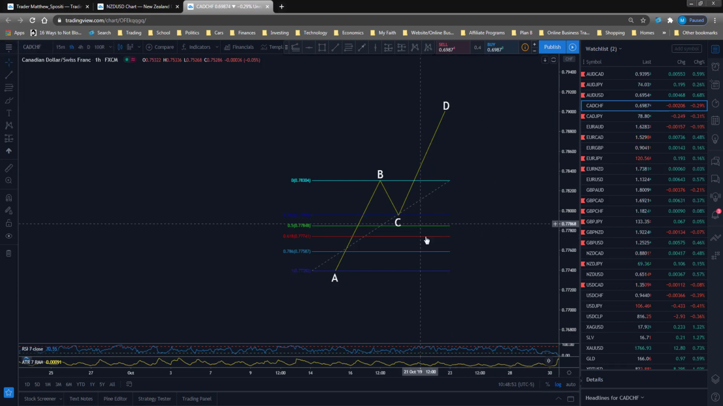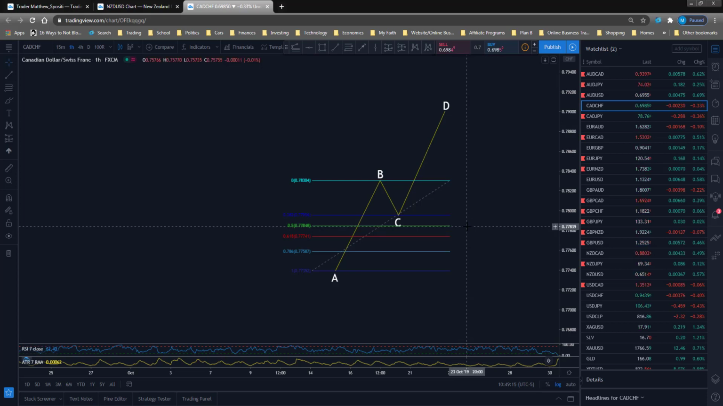Now, in order for an ABCD pattern to be valid, you have to have the 382 retracement. Hands down, that's what you have to have. If it's any shy of the 382, in my book, at least in the industry of technical analysts, it's not considered an ABCD pattern.